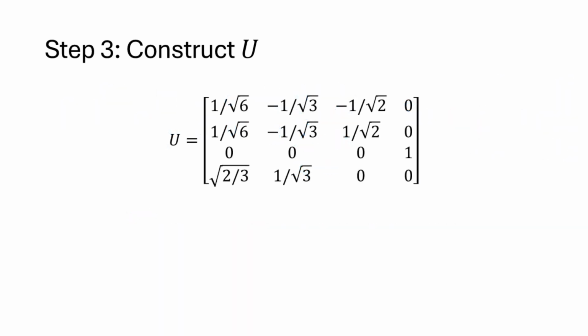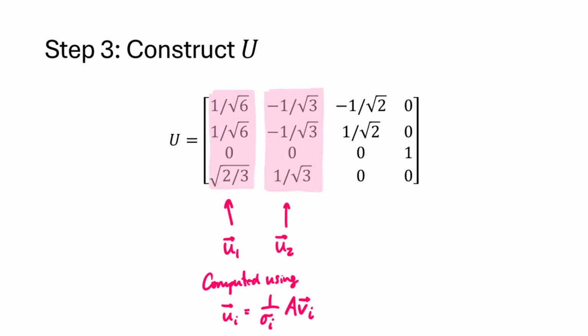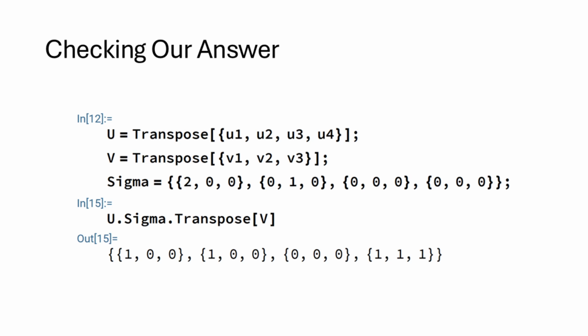So this matrix has as its columns the 2 vectors that we computed using these singular values. Those are the first 2 columns, u1 and u2, and the third and fourth columns are the vectors that we just found. And we can verify if we type these matrices into Wolfram that U times sigma times V transpose is the original matrix A.